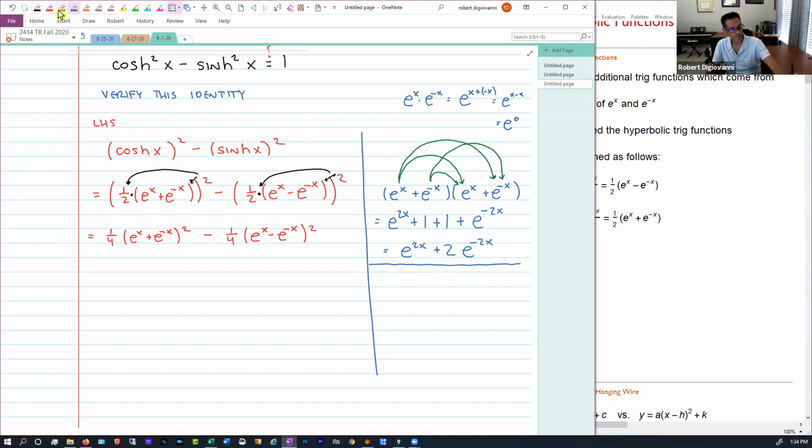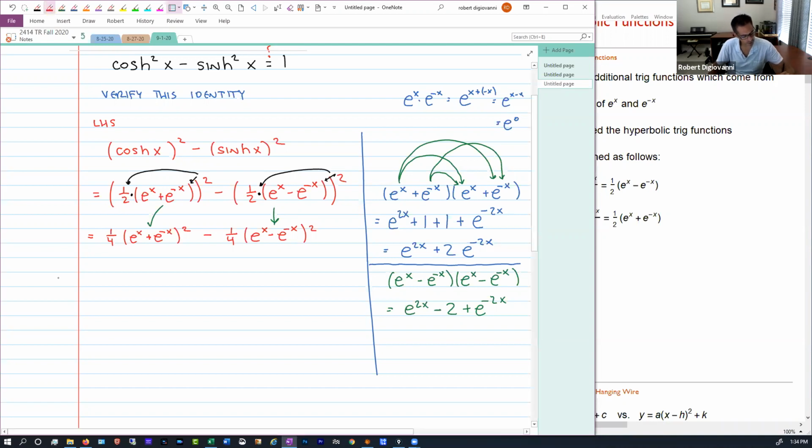Now, we got to do the other one too, right? We got to do the one that has a minus between it. So we just did this one. Now we need to do that one. So we need to do e to the x minus e to the negative x times itself, e to the x minus e to the negative x. And I'll save us some time here. This will become e to the 2x minus 2 plus e to the negative 2x. So the only thing that changes in there is that you get minus 1 twice, and at the end, you'll get a minus 2.